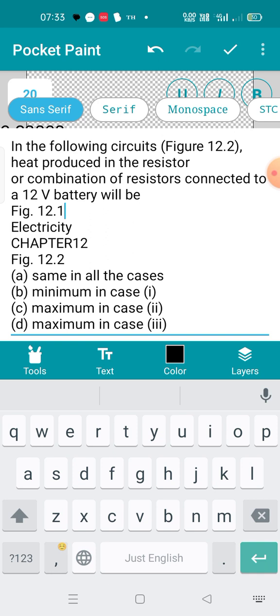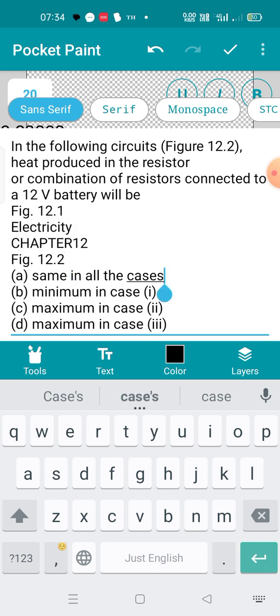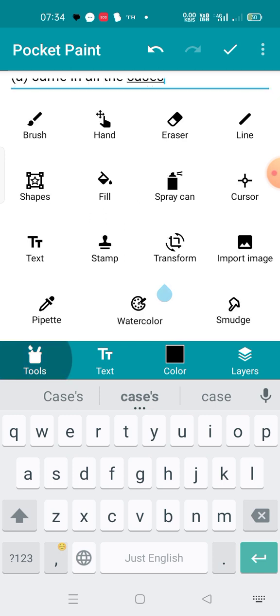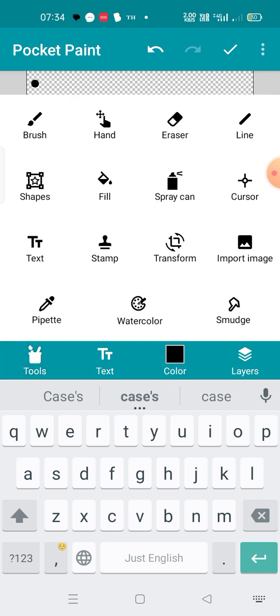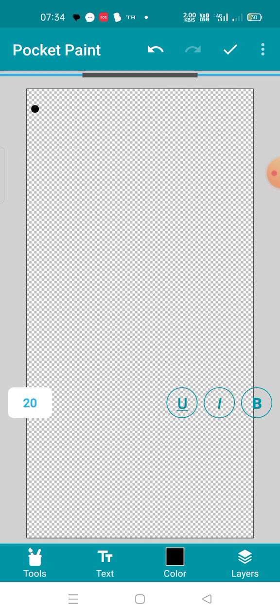So here the subject is the heat produced. We need to compare the heat produced. Before comparing the heat produced, let's calculate the heat produced in each of the circuits. Now, what are the circuits and how to calculate the heat produced in all the circuits is what we will be discussing. So let's see what is the circuit and what we need to calculate here.